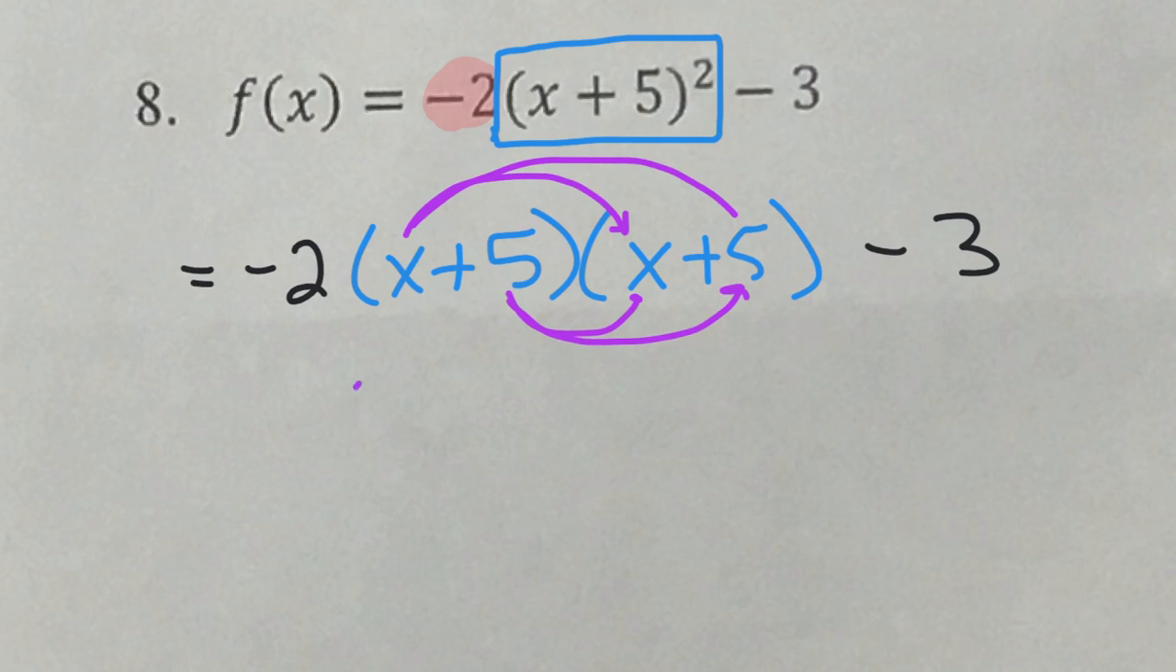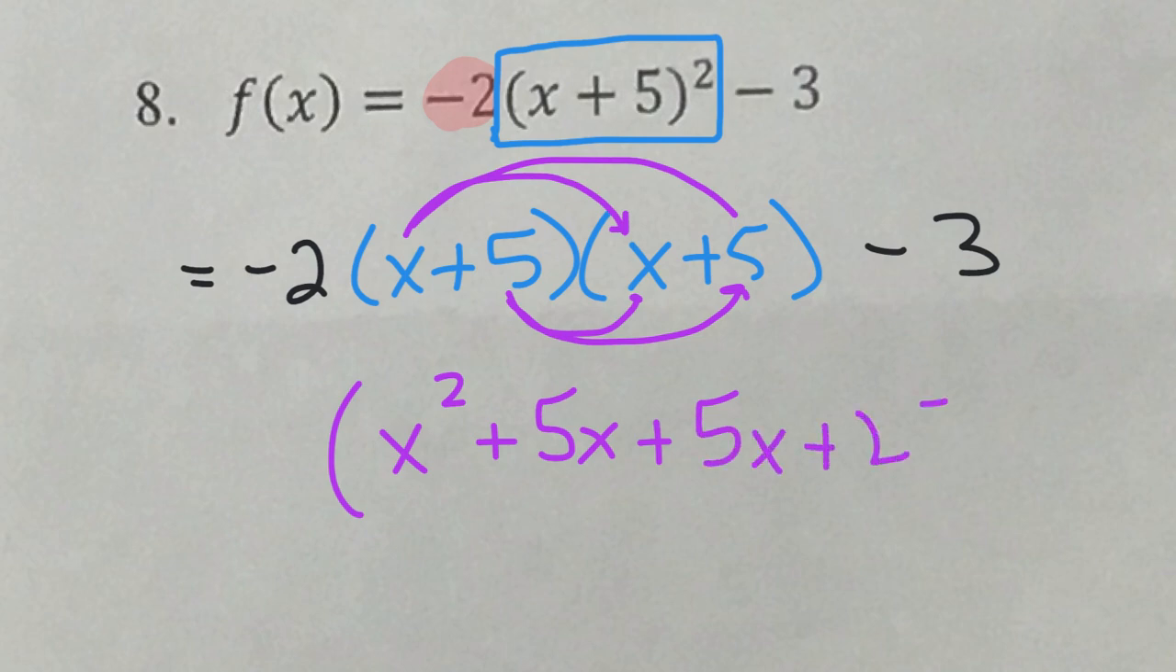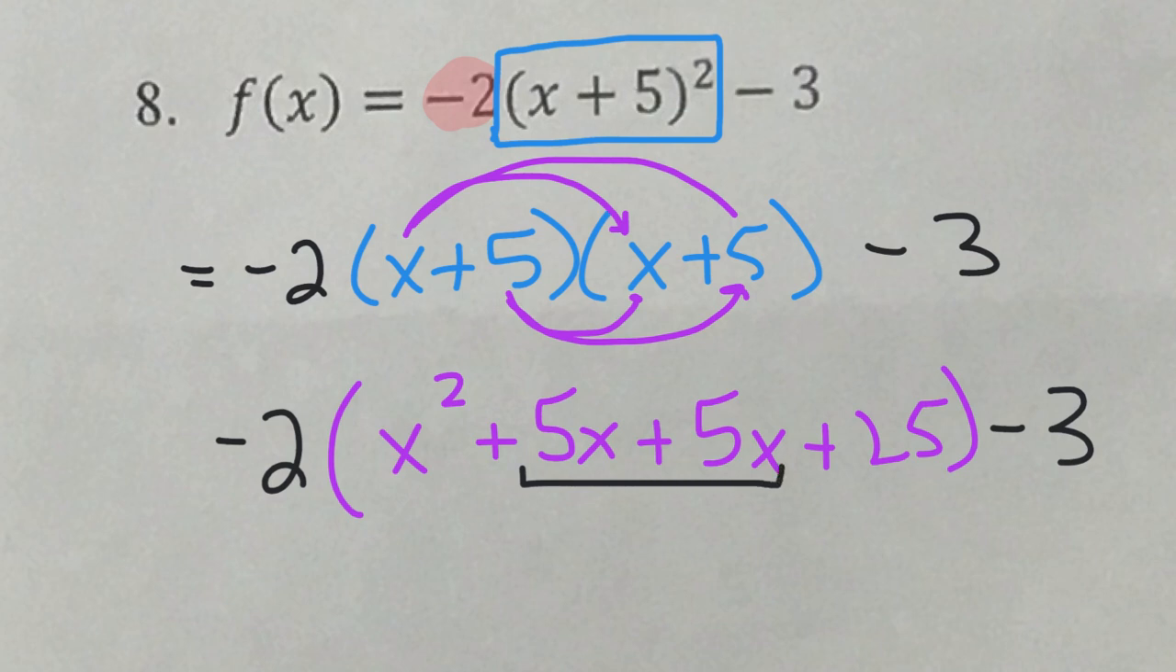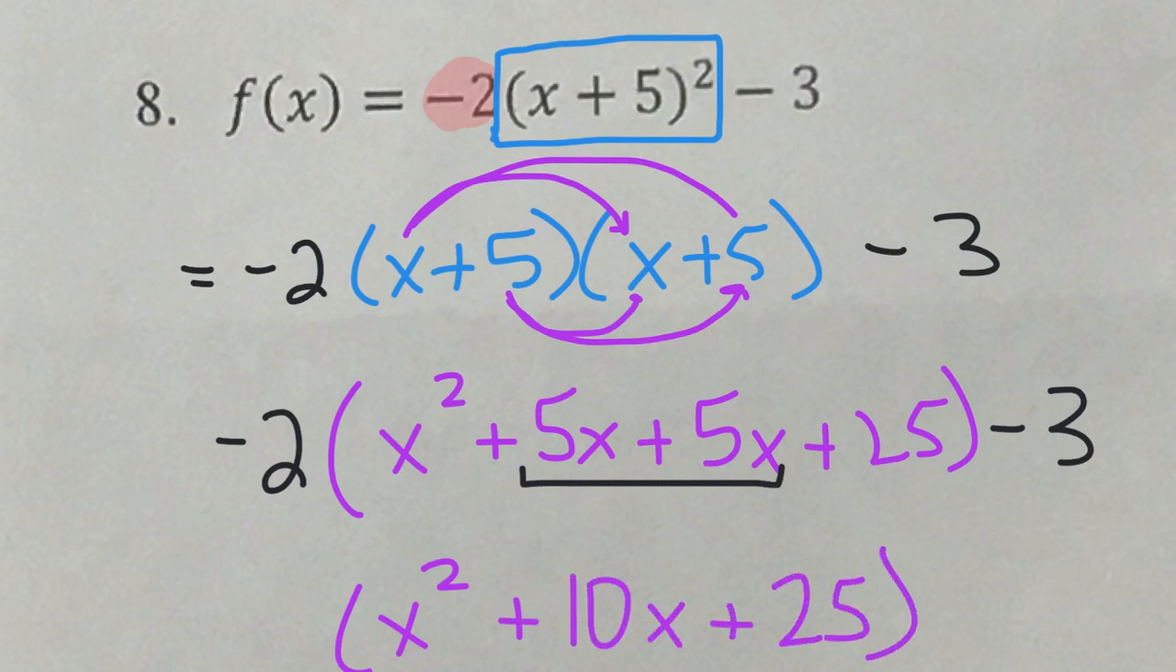That gives us x squared plus 5x plus 5 more x plus 25. And I still have to multiply everything by -2, and then eventually I'm going to subtract 3. There are lots of ways you can do this, right? Mathematically speaking, if you want to, we can combine our like terms in here. That is definitely one thing that we can do at this point. That is perfectly mathematically legal, to combine our 5x and your 5x.